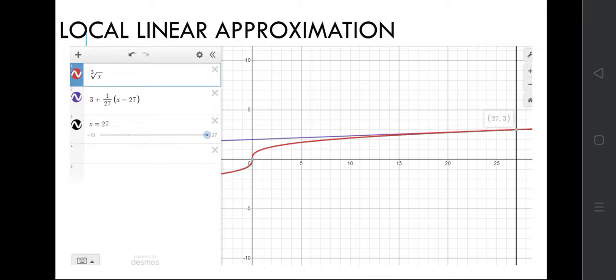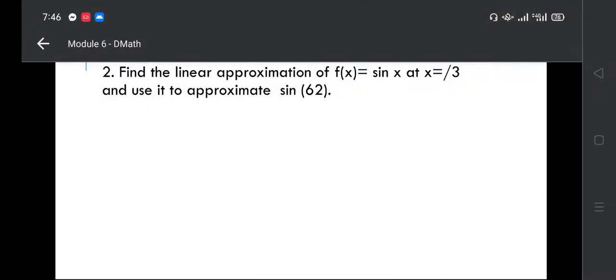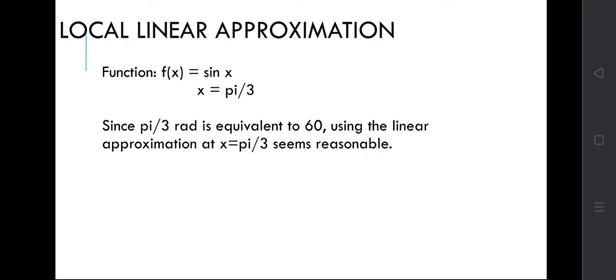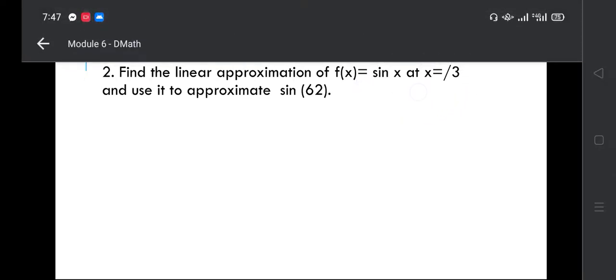Next item, and actually the last, dalawa lang na prepare kong example. So find the linear approximation of f of x is equal to the sine of x at x is equal to pi over 3, and use it to approximate the sine of 62. Pi yan actually hindi na input ng laptop ng slides, pero that is x is equal to pi over 3. So the function we have is f of x is equal to sine x, and x is equal to pi over 3. Take note ha, pi over 3 to.